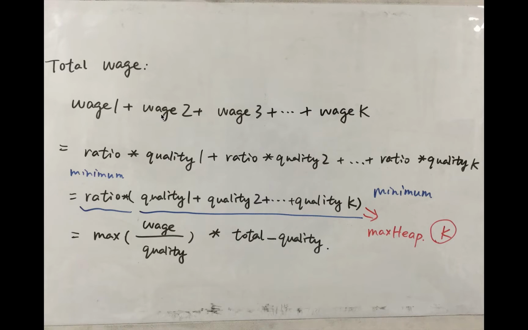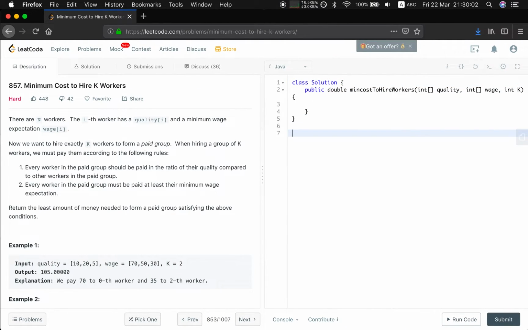So how to sort the workers by the ratio? The simplest way in Java is to write a Worker class that implements the Comparable interface. Okay, let's write it. Class Worker implements Comparable<Worker>. What are the elements? Private int quality and private int wage, and then we should write the constructor Worker.